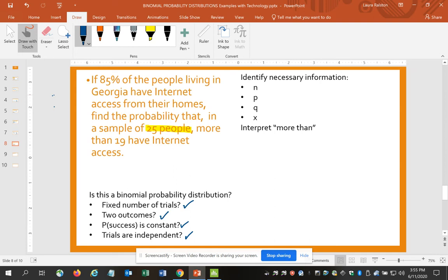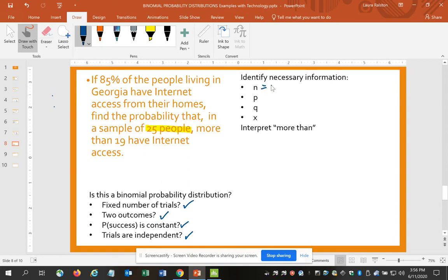So again, thinking about what more than means, more than 19 here, the primary thing you want to think about is, does more than include, in this case, the value of 19? Again, if I think about what that means, to me, when I think about more than, it's going to not include the 19. So it should be 20, 21, 22, 23, 24. Okay, so you would basically go from 20 up to our total of 25.